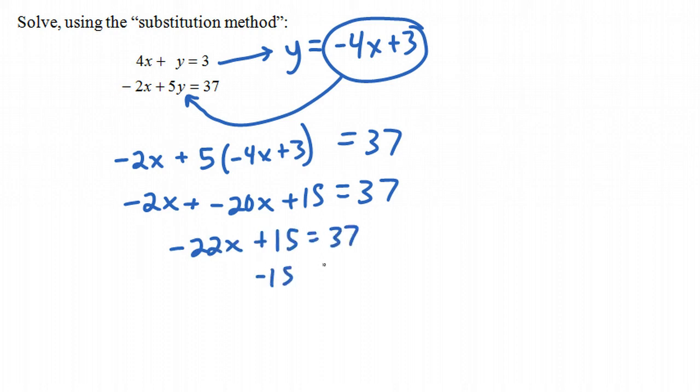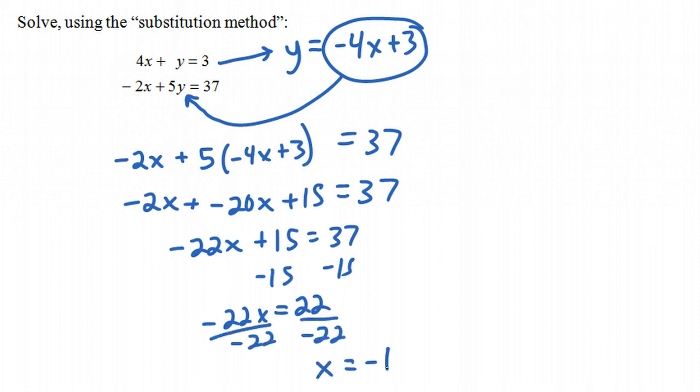And subtract 15 from both sides, we get negative 22x is equal to 22. 37 minus 15 is 22. Divide both sides by negative 22, and what we're going to see is that x is equal to negative 1. So that's the x value of the solution.